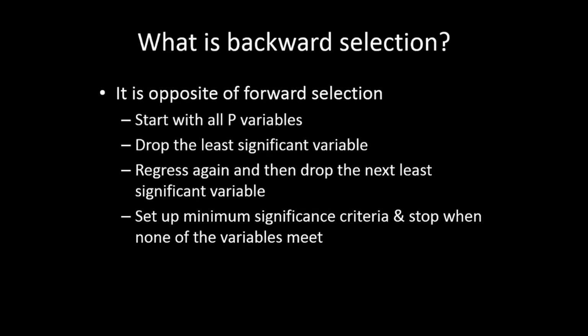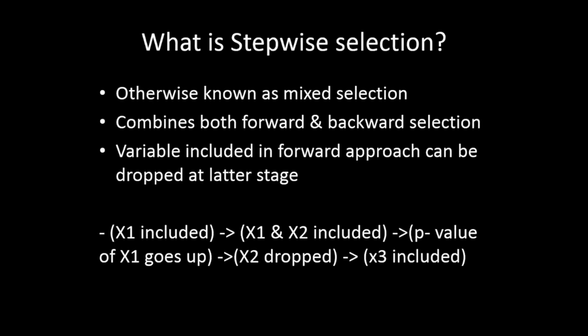You keep on doing that till the point where all your variables are meeting the cutoff criteria or the selection criteria, right? So we simply do the exact opposite thing. We keep on dropping variables instead of including variables or adding variables in, unlike forward selection, right? The next question is, what is stepwise selection?